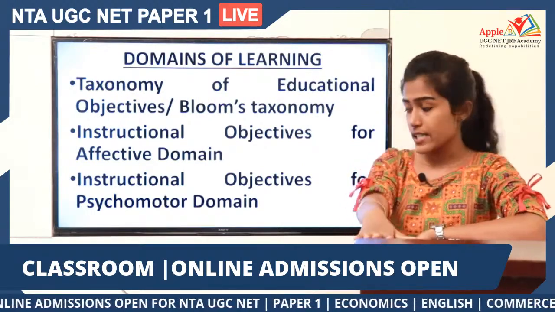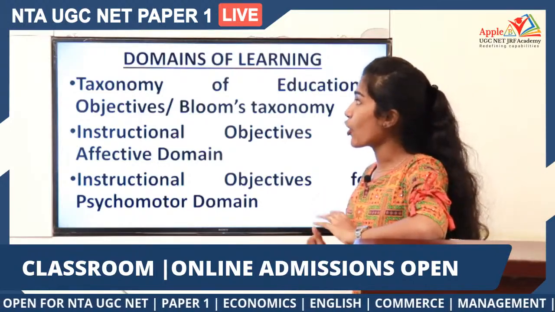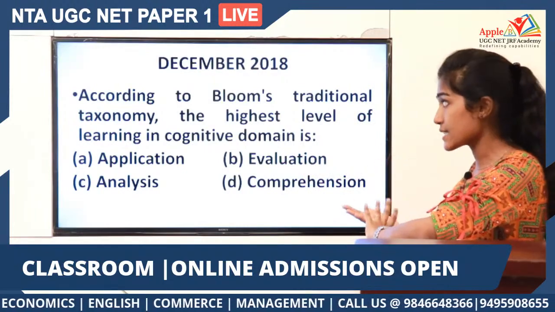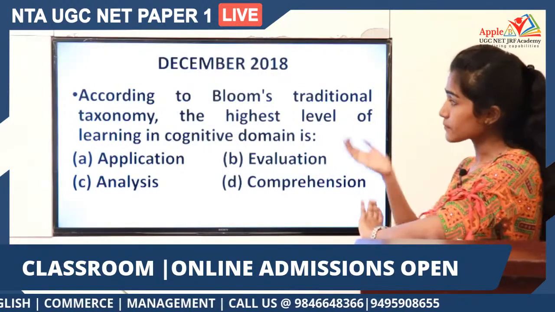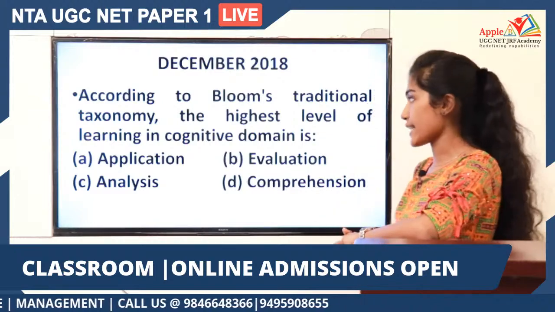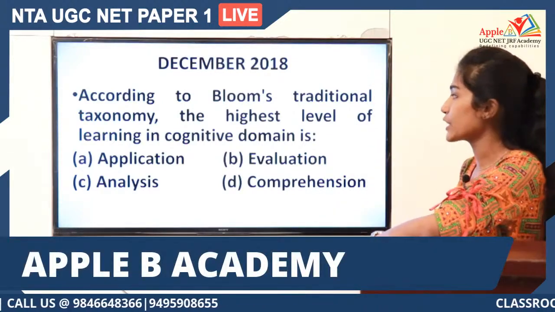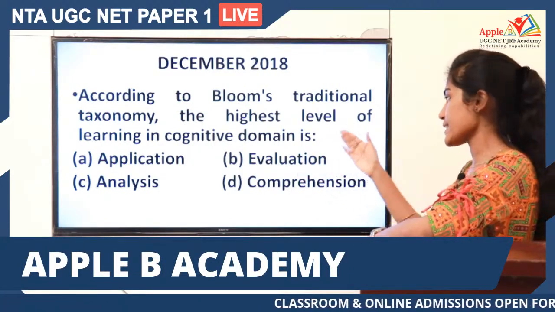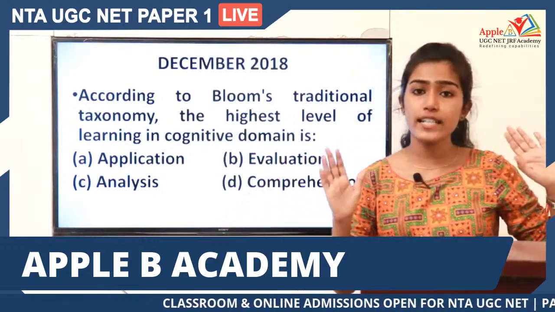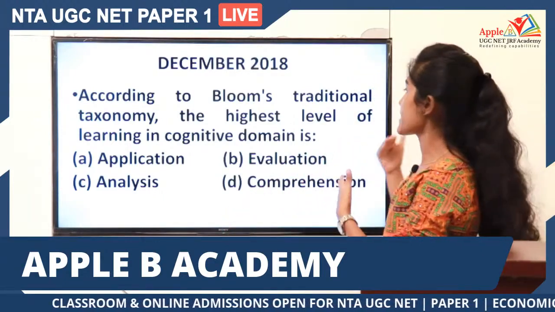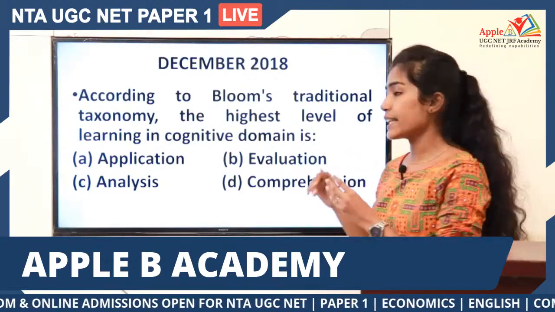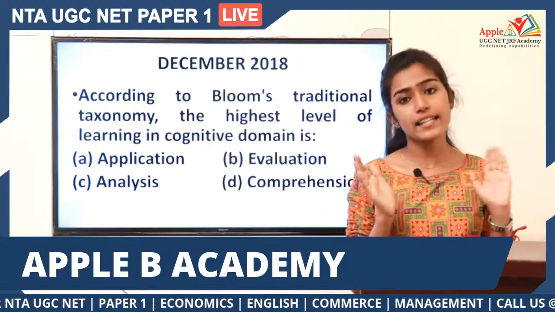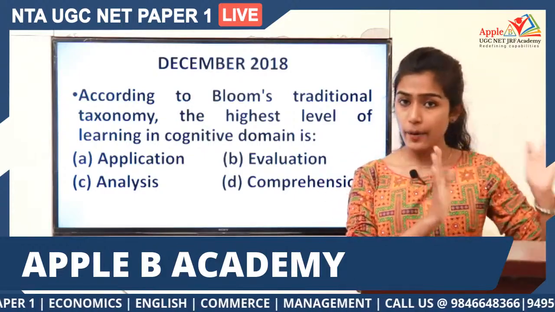that would help you to answer these types of questions. So if we consider an example for this particular area, this is a question that was asked in December 2018. And the question goes like this. According to Bloom's traditional taxonomy, the highest level of learning in the cognitive domain is: you have the options application, evaluation, analysis, and comprehension. If you don't know what Bloom's taxonomy is and the various levels of learning in the cognitive domain, you cannot answer this question. But if you know that, you can answer this. So that is the pattern that you have to understand about these areas.